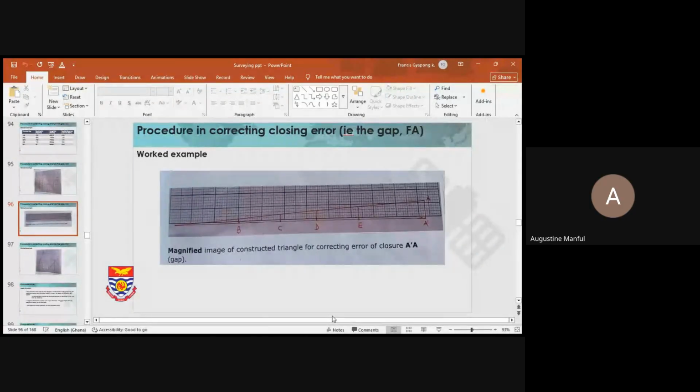DD prime, 0.3. EE prime, what did you get? BB prime 0.3, EE prime 0.4. EE prime, I had 0.45. 0.45, that will sound better. 0.5 will sound better.